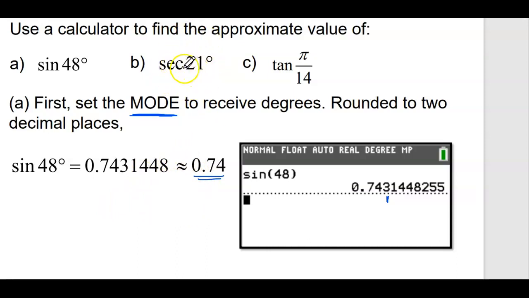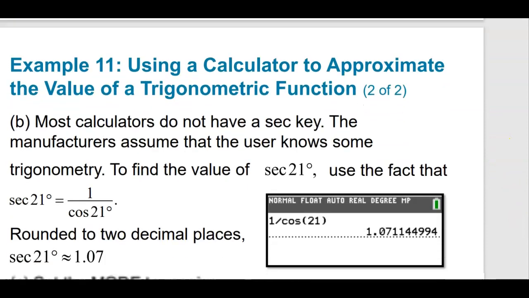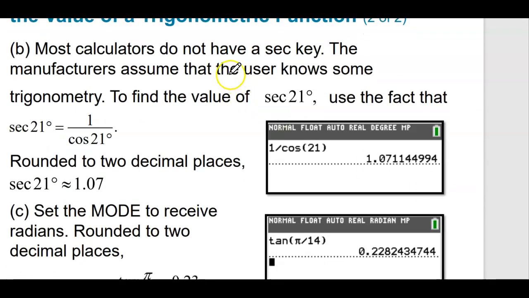Now, for our next one, this is secant of 21 degrees. So leave your calculator in degree mode. Okay. So for secant, you want to do 1 over, since it's reciprocal, 1 over cosine of 21 degrees. And that gives you 1.07 if we rounded 2 decimal places.